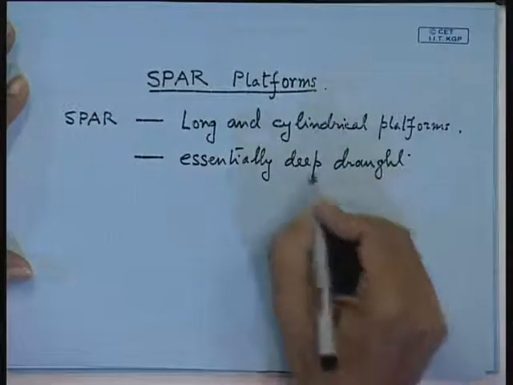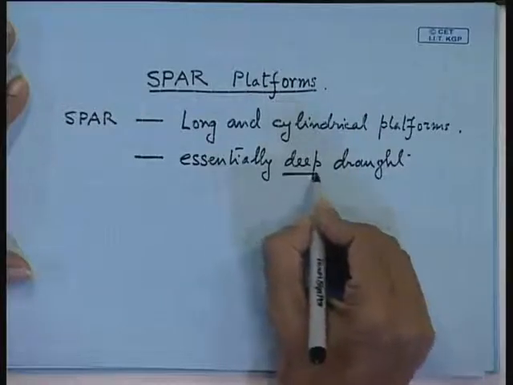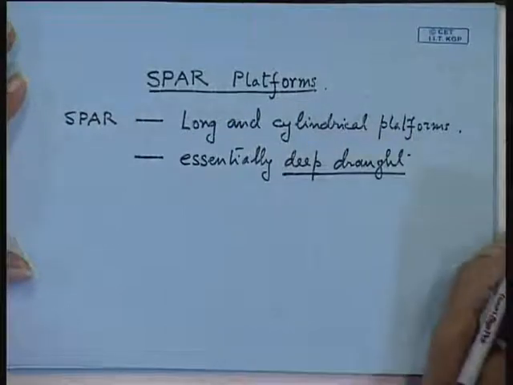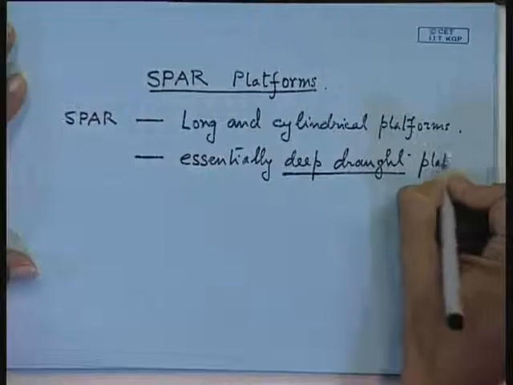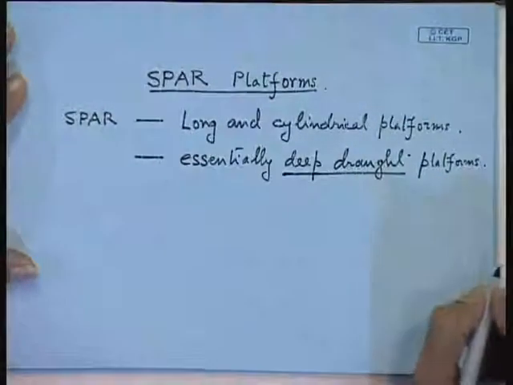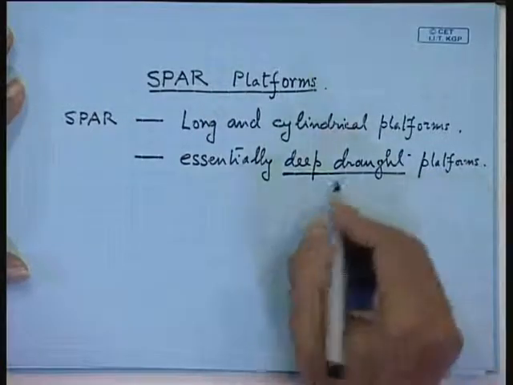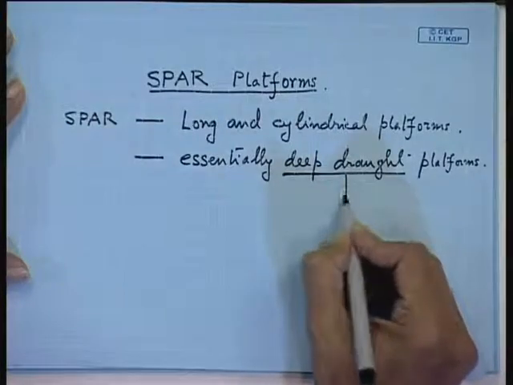Now, this is where the main departure from the conventional TLPs and semi-submersibles occurs, that is in the deep draft platforms. In some of these platforms you will find draft of more than say 200 meters or 400 meters, so very deep draft. Now, why this deep draft? What is the advantage?